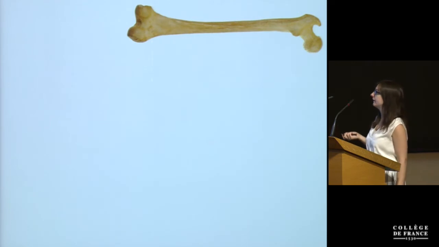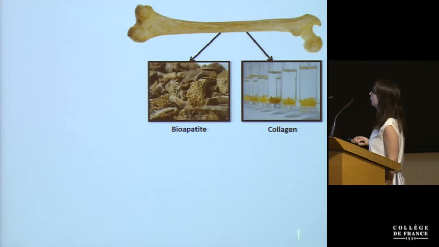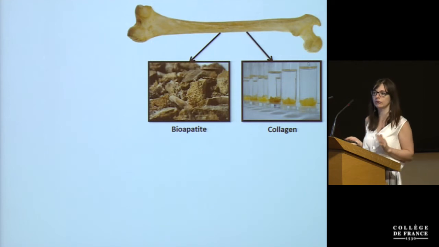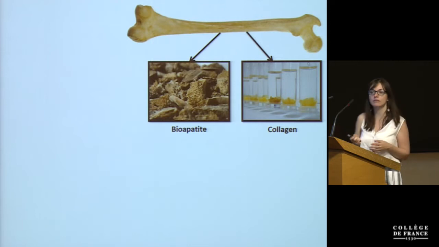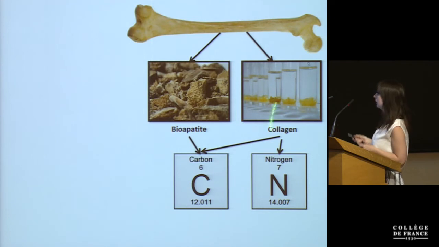So what kind of isotope studies we can do and how? So, of course, we do it on human remains. And so you have in the bone two fractions, the collagen, which is the organic part, around 30%. So it's the proteins of the bones. And the bioapatite, which is the mineral part of the bone. And the collagen, because it's made of protein, it contains a lot of carbon and nitrogen. They are the main elements. And the bioapatite can also contain a bit of carbon.